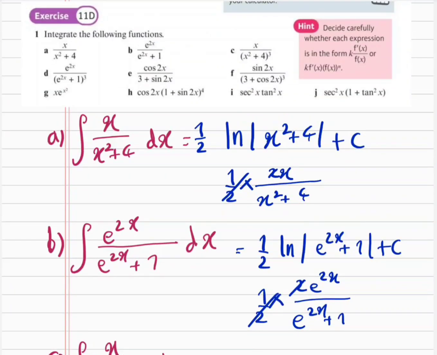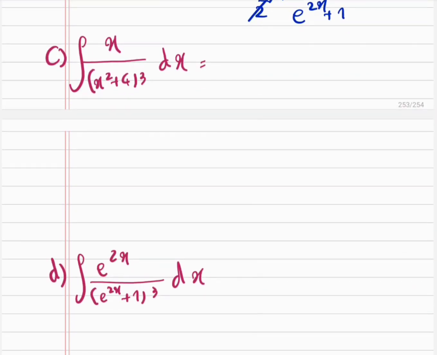Hi everyone, this video is an exercise 11D question 1, and in this video I'm going to do parts C and D. So this section is about using reverse chain rule to integrate some functions such that we can always make an educated guess and then adjust that to find the solution.